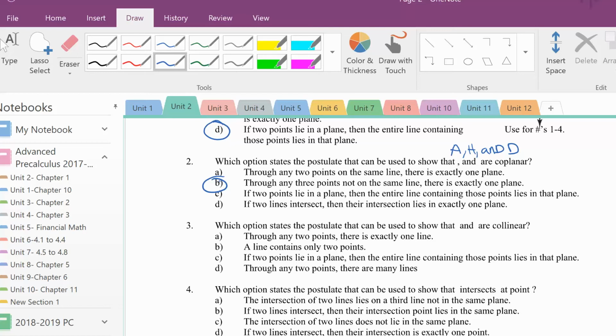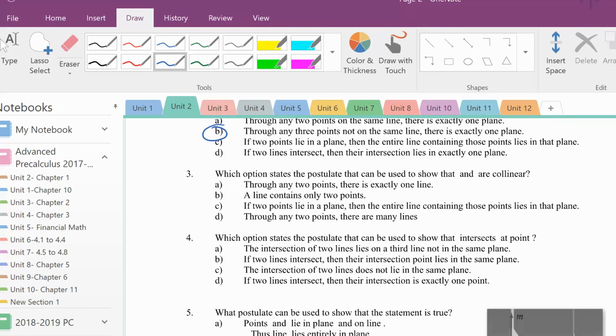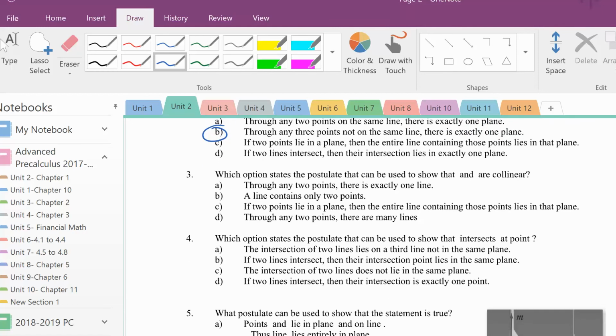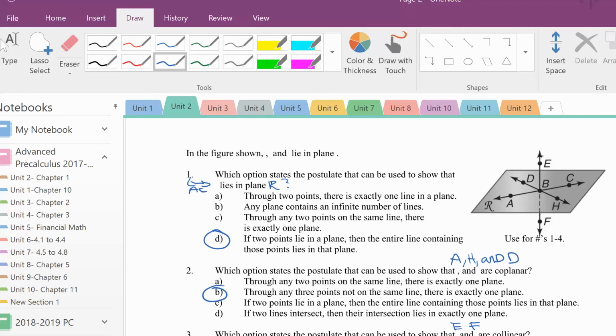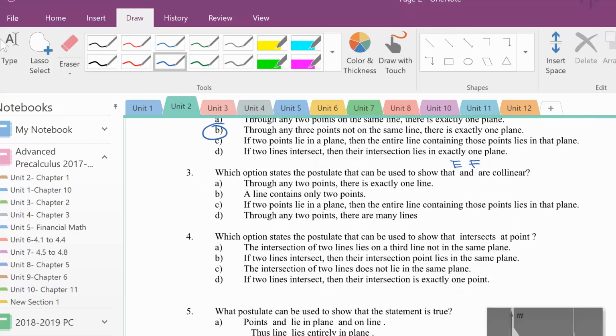And if two lines intersect, their intersection is exactly one plane. No. So we're talking about three non-collinear points. So it has to be B. Through any 3 points not on the same line, there's exactly one plane. Which option states the postulate that can be used to show that E and F are collinear? And if you look, E and F are here, and a line goes through them.